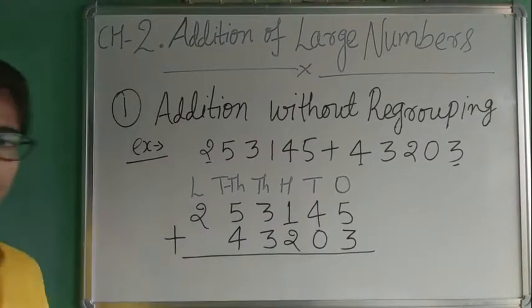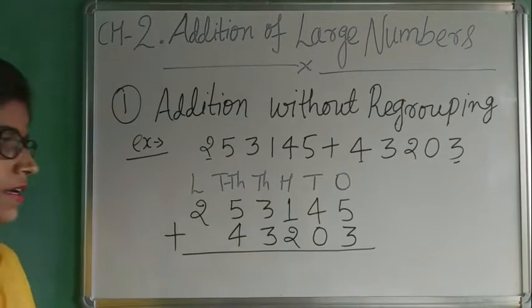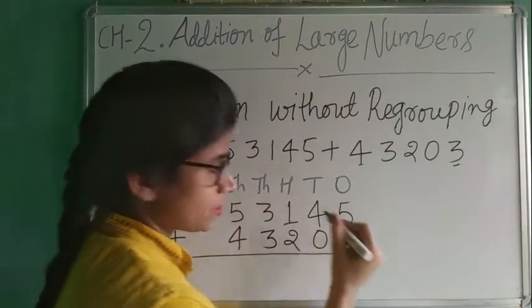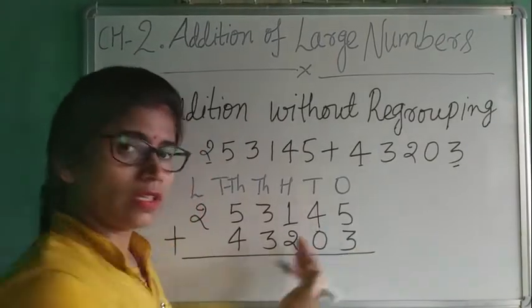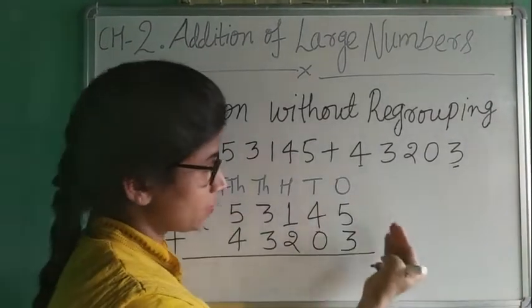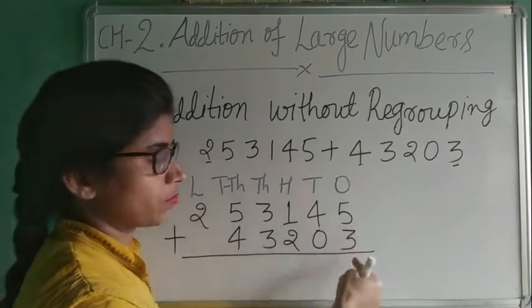What you will do here? Find the sum. That you know. Start addition. 5 plus 3, I have told you already that start addition from the right side, and the rightmost, the first one place is ones place, so start from the ones place.